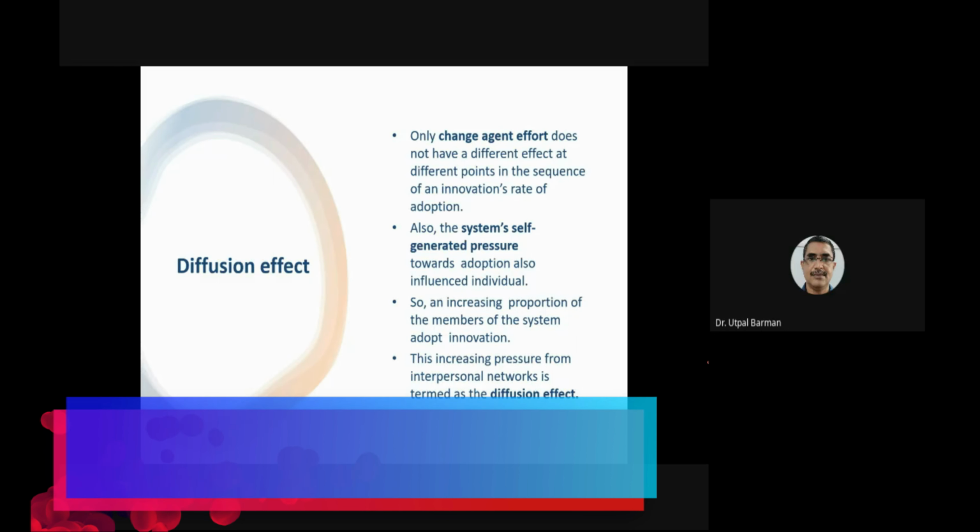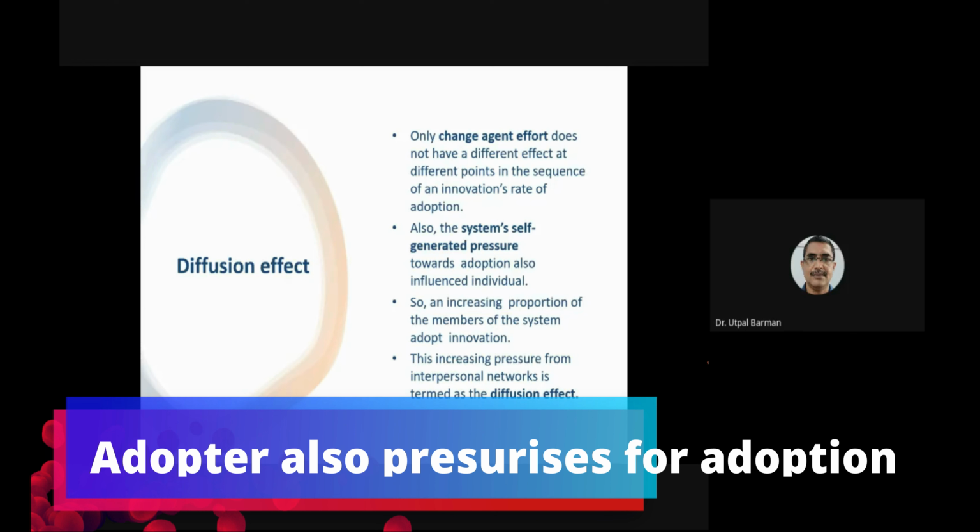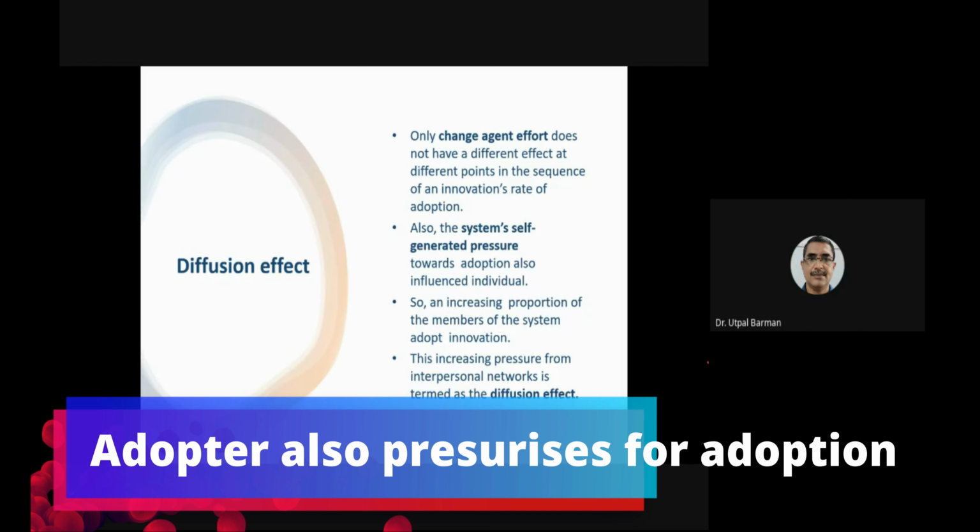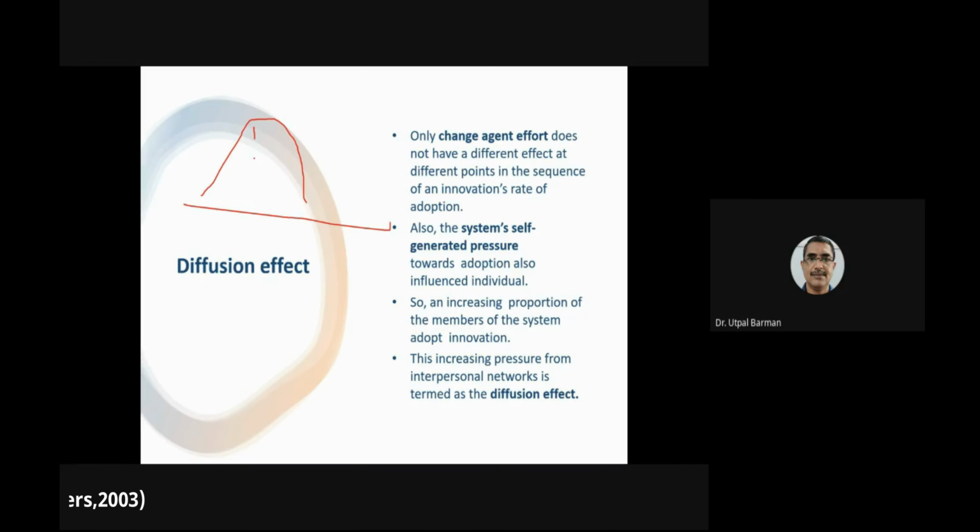At the initial stage, a few members of the system adopt the thing, and slowly the number will increase. You just recall that curve. Slowly the number of adopters will increase, and because of this group, they also put pressure on the other part of the system to accept the thing. They also influence the people. The system's effort is also equally important in the diffusion of an innovation.